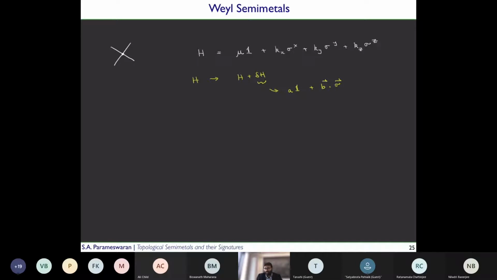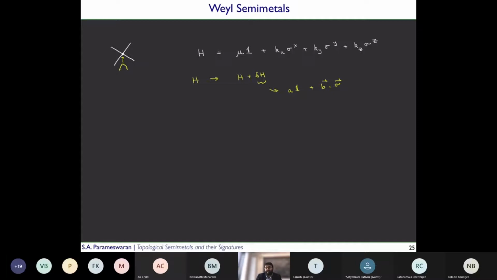Any small deformation. What I mean by small deformation is that I'm not allowing you to do something like bring in another band and bring it here and so on. I'm only allowing you to work within the space of these bands that were already there. So I'm doing a small perturbation. I'm not doing something gross like bringing in additional bands from other energy. If I do that, then I have to expand my problem. I can't work in that 2x2 subspace. So this is what I mean by local stability.